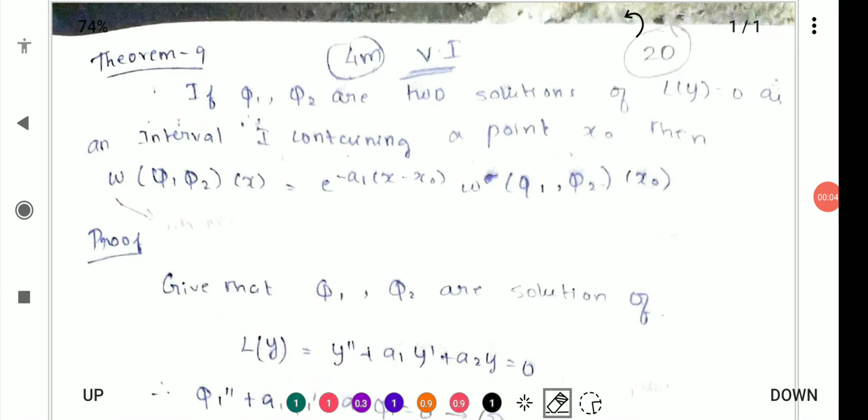In this video, I am going to share one important theorem on ordinary differential equations, which will be coming for M.Sc. mathematics. It is like a formula for the Wronskian.